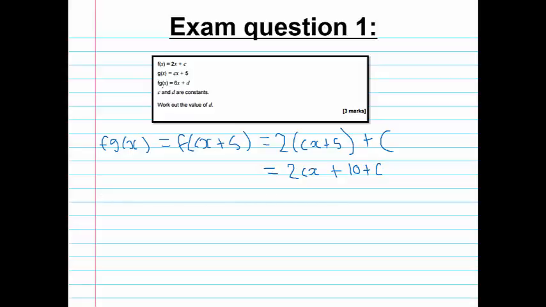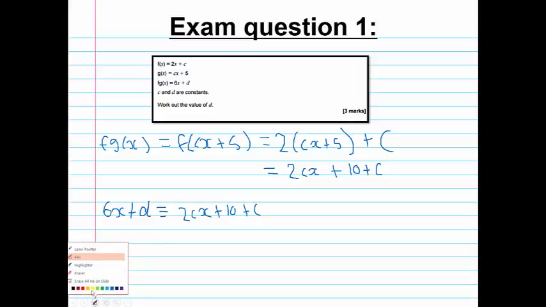They told you that the composition is 6x plus d, but you got different results, right? So let's actually write that out. So basically they're telling you that 6x plus d should be equal to 2cx plus 10 plus c. Now I'm not going to use the equal sign, I'm going to use the identity sign, because this is an identity, they are identical expressions. But anyways, they're telling you this, right? So let's compare the x terms.